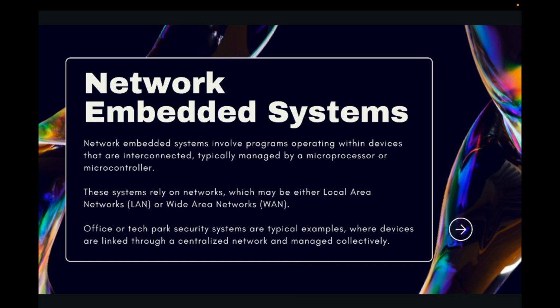So these systems rely on networks, which may be either local area networks, your LAN networks, or wide area networks, your WAN networks. As these systems are connected to each other on a single network, they are known as network embedded systems, and that is what makes it possible to manage them by a microprocessor or a microcontroller, due to this single network they are all connected within. For example, if you see an office or a tech park, security systems are typical examples where devices are linked through a centralized network and managed collectively.